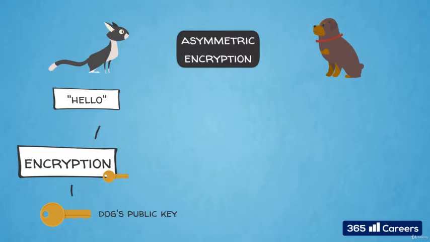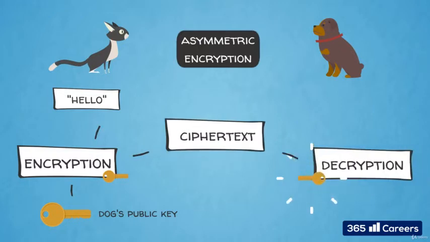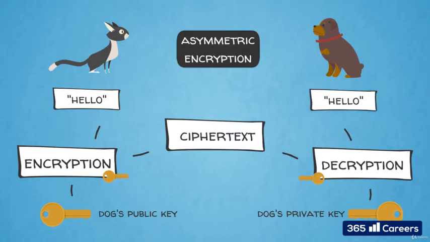This is where the second type of cryptography can help us. In this case, the cat encrypts its hello message with the dog's public key, a key available to everyone, and this converts the plain text into encrypted ciphertext, which is then decrypted by the dog with its private key, a key the dog hasn't shared and shouldn't share with anyone. And this is how the second type of cryptography works.